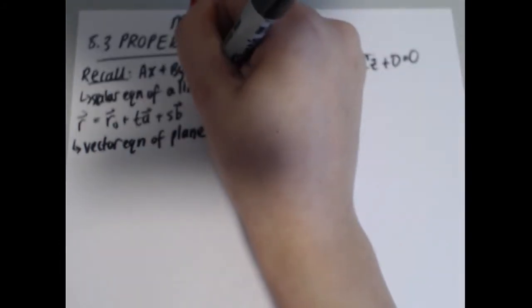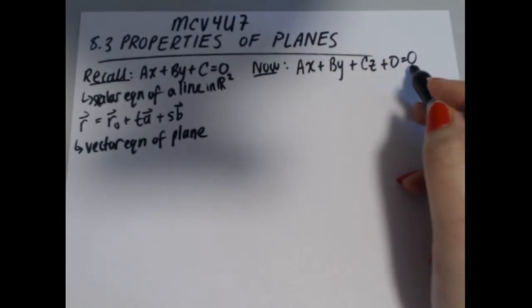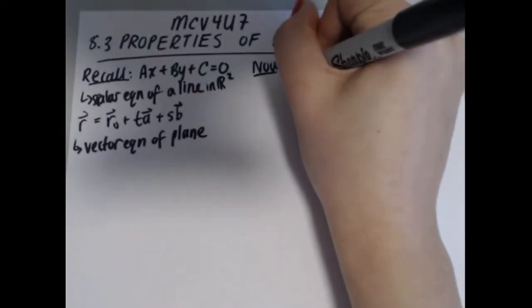While this is the scalar equation of a line in R2, this is not the scalar equation of a line in R3. In fact, I mentioned last time, and you probably saw in the homework as well, there is no such thing as a scalar equation of a line in R3. Okay? This here is the scalar equation of a plane.